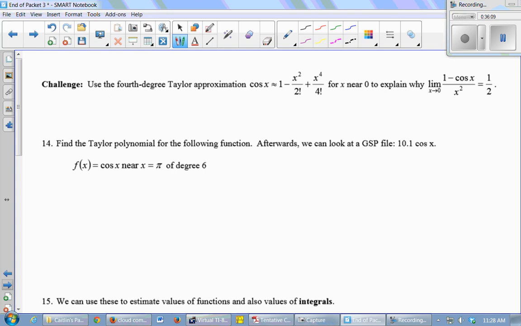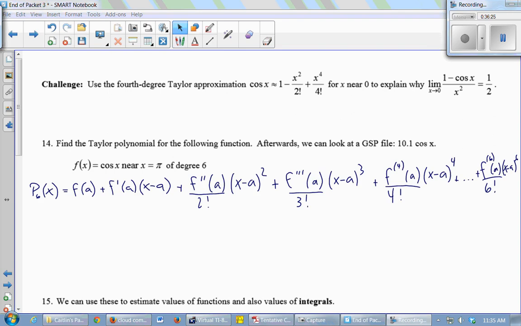Find the Taylor polynomial for the function cosine x, but instead of centering at 0 like we did earlier, center it at pi. So you want to find the Taylor polynomial of degree 6 near x equals pi. Together. All right, so in this case, because they said near x equals pi, that's my a.